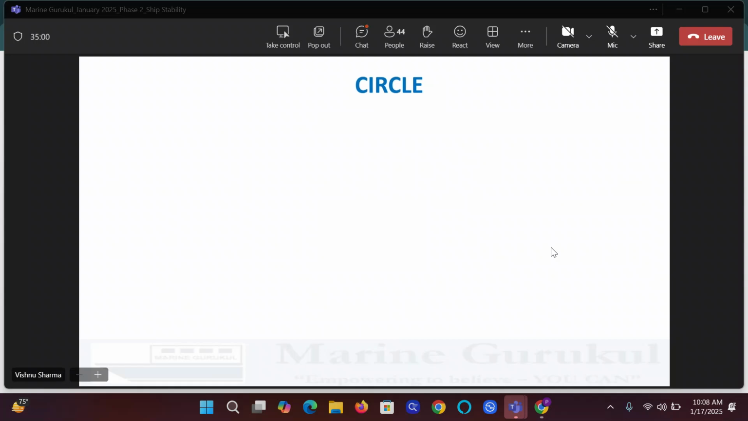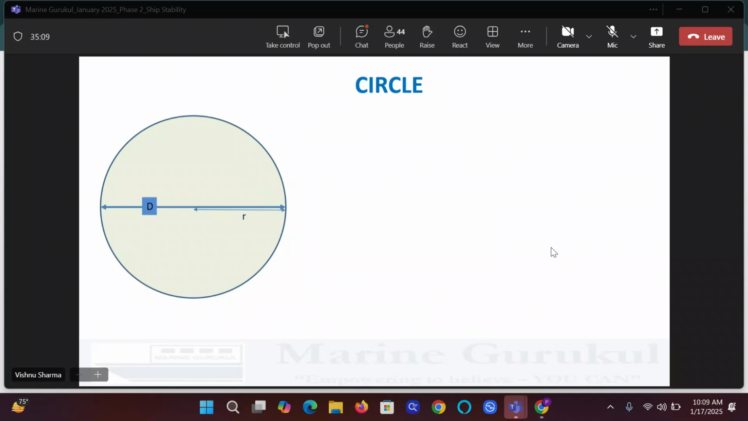We all know what a circle is. It has a diameter d, it has a radius r. Where is the center of a circle? Where two mutually perpendicular diameters intersect. So if I draw another diameter, we know where the center would be. What is the area of a circle? Pi r square.